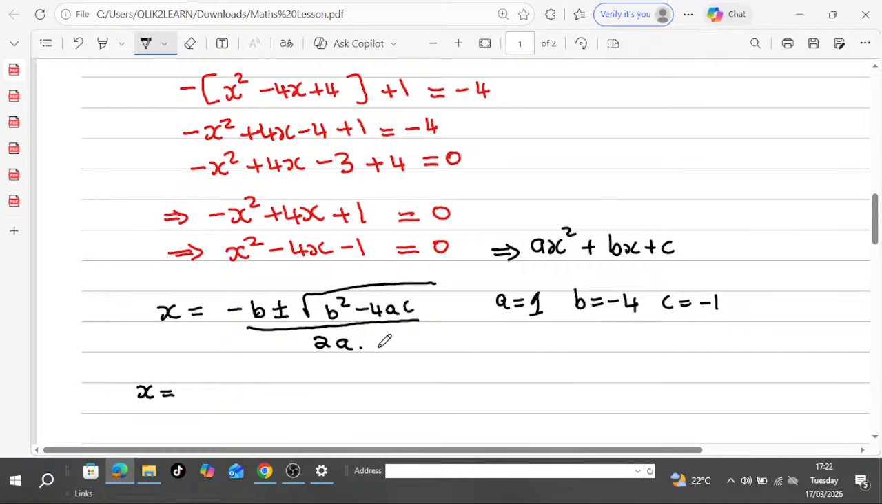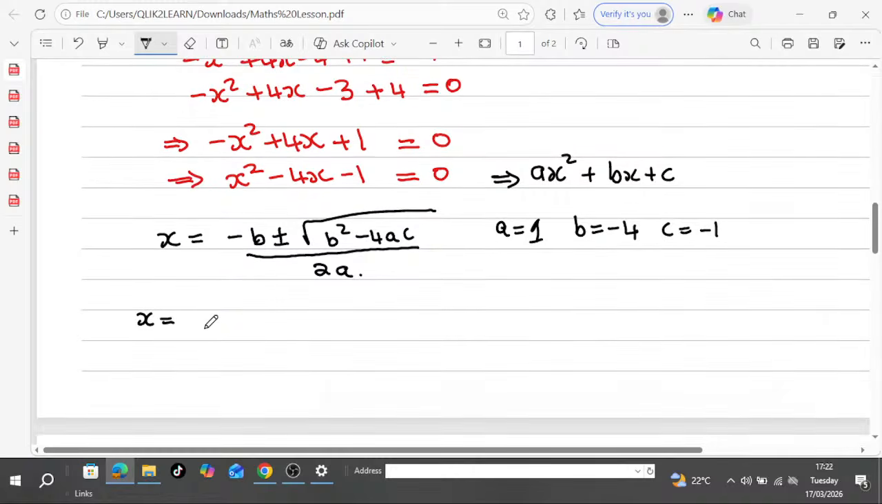Make sure that when you do your substitution, you substitute all the values correctly. So this will be minus, inside the bracket, what is b? b is just minus 4, plus or minus the root of b, which is minus 4 squared, minus 4 into the value of a. We said a is 1 and the value of c is minus 1. Then everything is divided by 2 into 1.